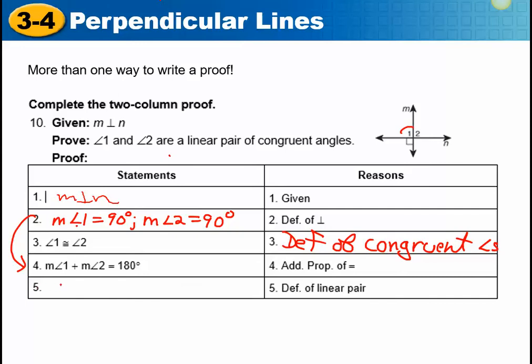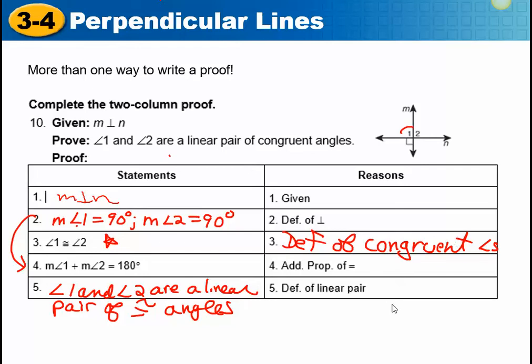So then our final statement would be angle 1 and angle 2 are a linear pair. And we already proved right here that they're congruent to each other. So we finished our proof. Step 3, we had to kind of put it in there because of that congruent angles part. All right, that's one way to do that proof.